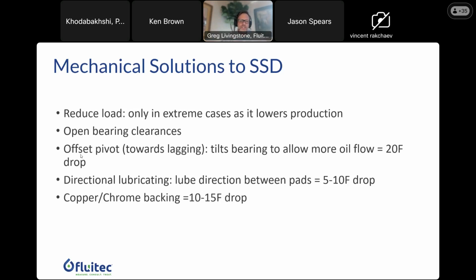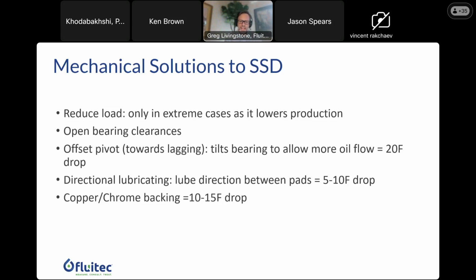During outages, there are some different things you can do as well. Opening up your bearing clearances is a possibility so that oil film is a little bit thicker. Offset pivot is another thing that you can do, typically towards the hottest spot in the bearing. So if you're able to tilt the bearing, that can allow for greater oil flow. And sometimes we'll see a drop as high as a 20 °F drop in temperature.